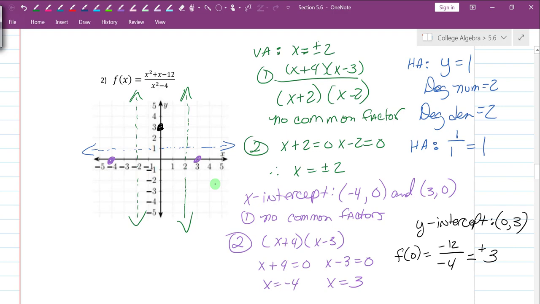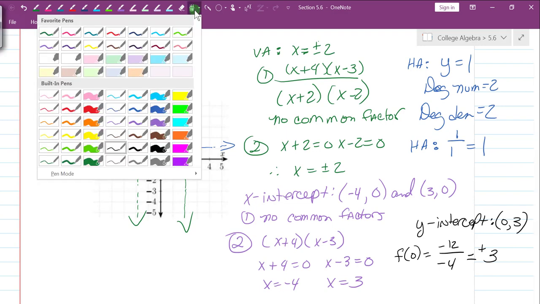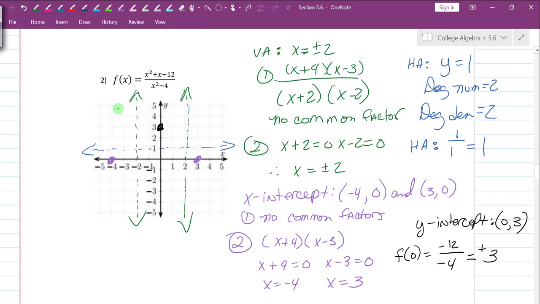And so when I do that, I'm going to come over here and say, well, when x is less than negative 2, I'm going to have an x and a y. I already have one value, so I'm just going to pick one more. Let's look at negative 3.